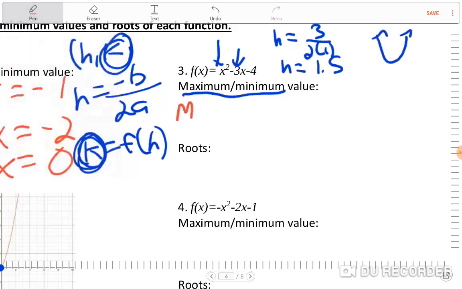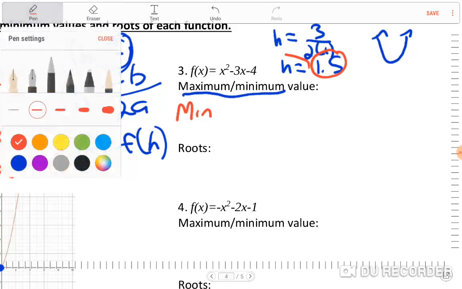So I know I'm going to have a min here. I just got to figure out how low it goes. So to do that, I got to get this 1.5 and plug it back in here. How you do that is up to you, up to your teacher. I know different teachers teach this differently. A lot of them just tell you plug it in the calculator. That's completely fine with me.